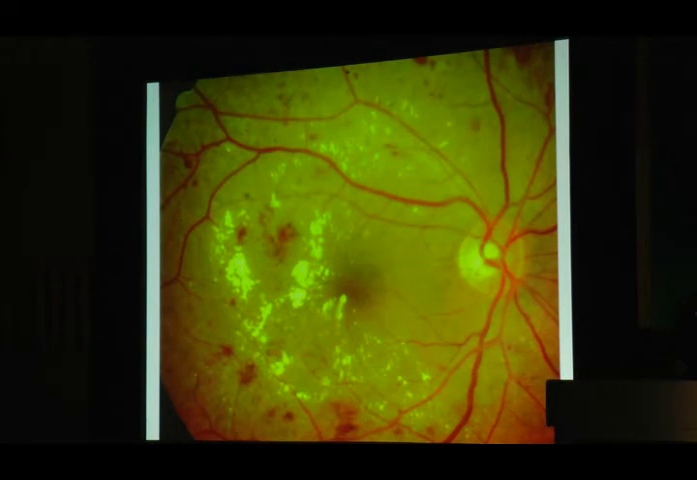Or even in somebody like this, I would still prefer to do a focal laser on all these leaking microaneurysms which are away from the fovea. And quite often you'll find that by being persistent with your treatment, eventually these maculas will start drying up, and you'll see an excellent result.